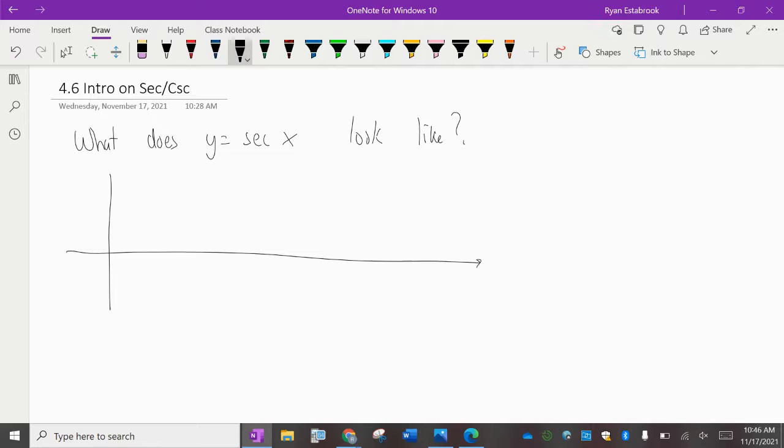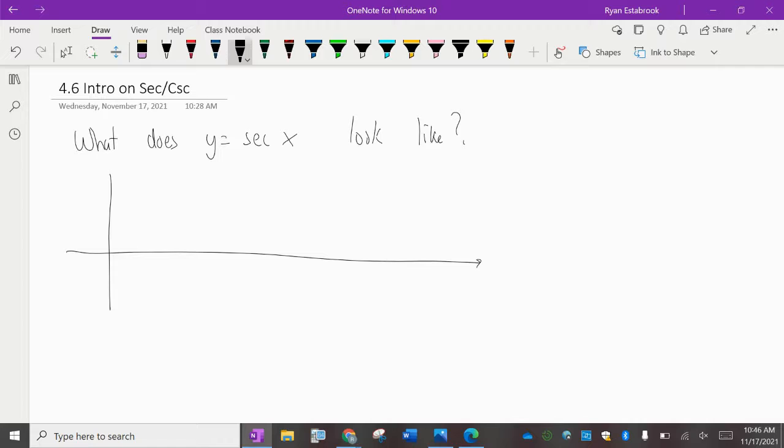And to graph secant, we're going to graph the cosine first. The cosine is the graph that generates the secant curve. So I'm just going to graph a standard cosine curve, but I'm not going to make it dark. I'm going to actually dot it, like a shadow graph or a ghost of a graph that we're going to use to get to the secant.